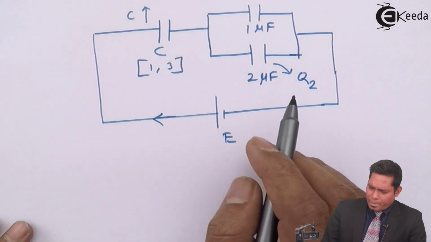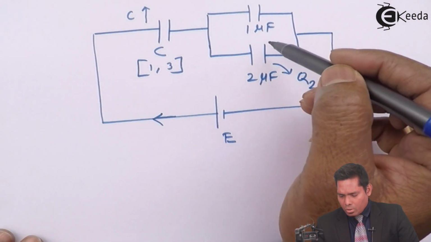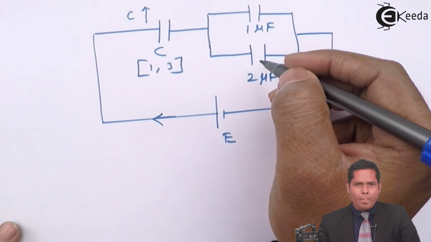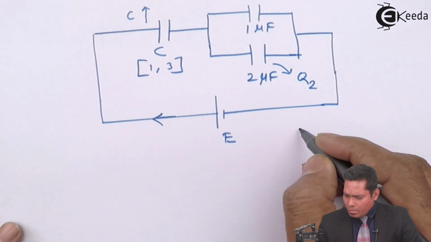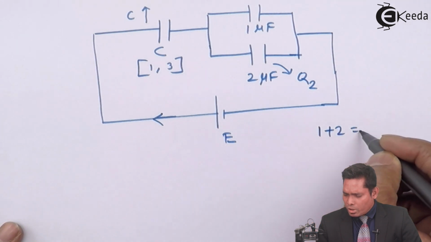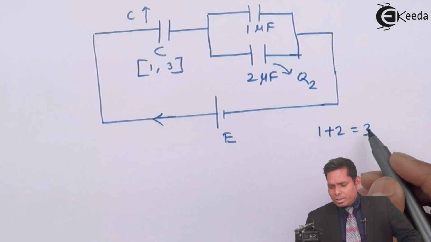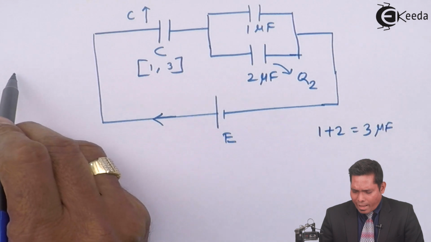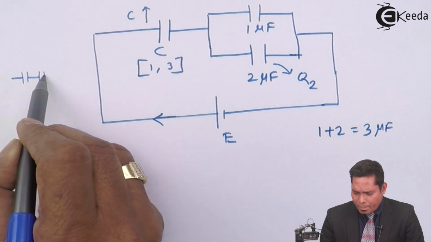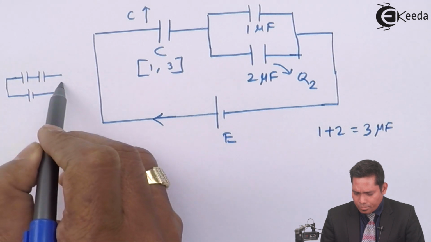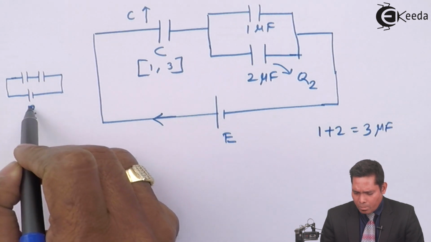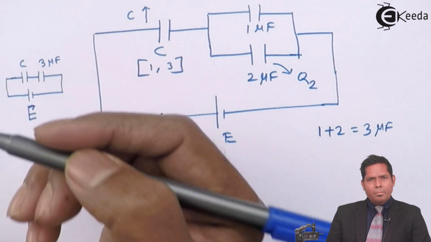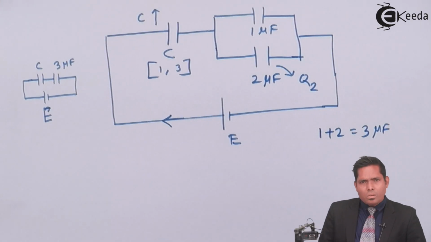So if I find the equivalent capacitance of these two capacitors, 1 and 2 are in parallel, so the equivalent is 1 plus 2, that is 3. In parallel, the equivalent capacitance is 3 microfarad. So this can be thought of as one capacitor here and one capacitor here and a battery over there. This is E, the battery potential, this is C, and this is 3 microfarad, in microfarad obviously.